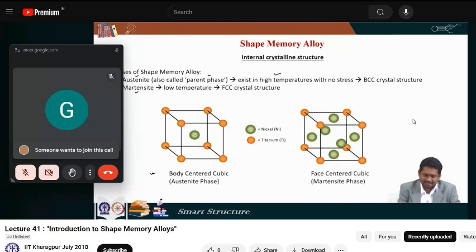So nickel is at the center and titanium is at the corners, and nickel is at the center of the volume. Whereas in the martensite phase, martensite is stable at lower temperature, and martensite shows a face-centered crystal structure. Face-centered means here the nickel is at the face center of each face, not at the center of the entire volume. So body-centered structure is shown by austenite, and face-centered cubic structure is shown by martensite.